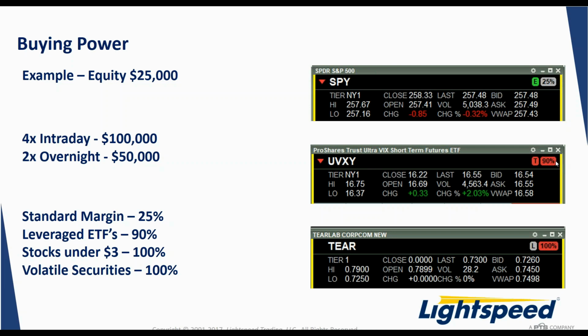Now you can see UVXY has a higher requirement. This is a futures ETF. It's leveraged. So you can see it has a 90% requirement. So what that means is I always need to have 90% of the market value of the trade that I'm taking, in comparison to 25%. Then also, if a stock is under $3, like this one here, TEAR, it's under $1, that's a 100% requirement. There's no leverage provided for this type of security. Also, certain volatile securities can be increased at any time if our clearing firm or our brokerage firm decides to increase these requirements. So I can pause my slideshow here and give some additional requirements and some examples.